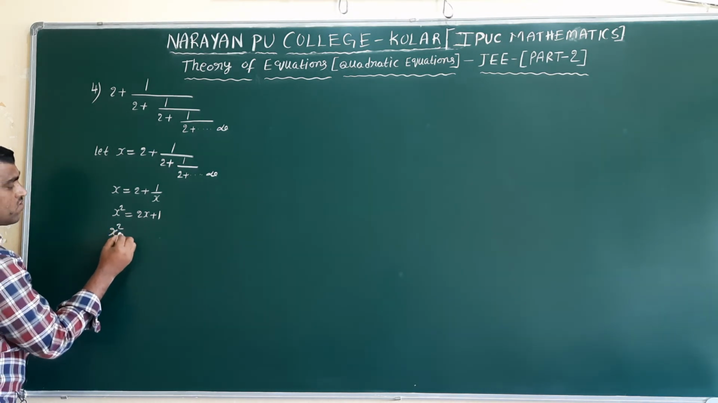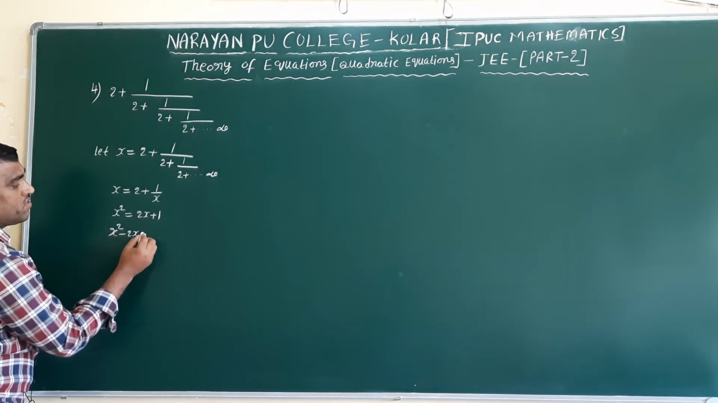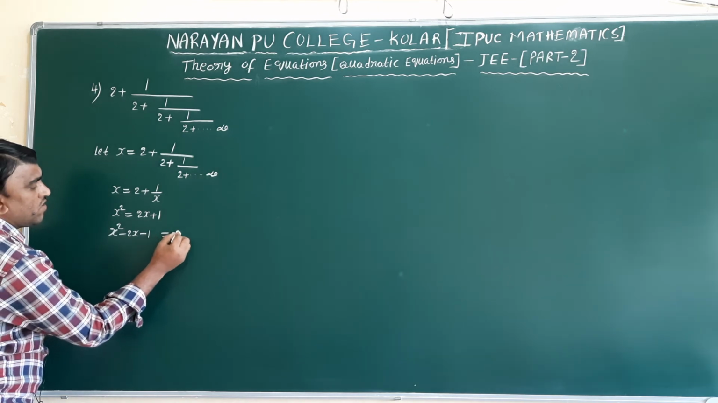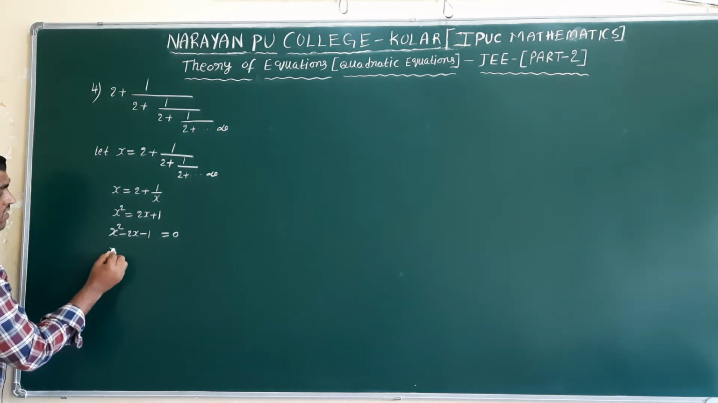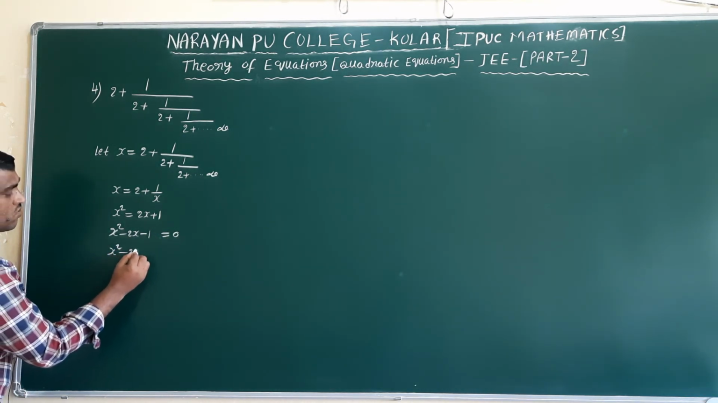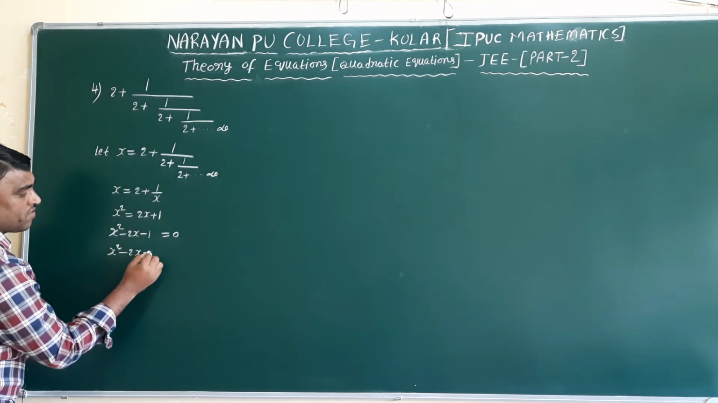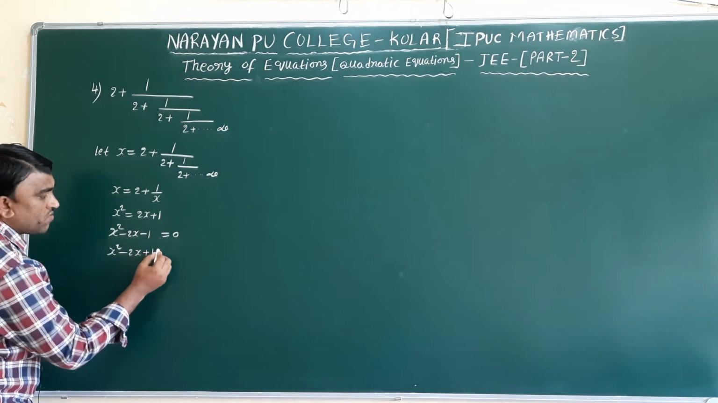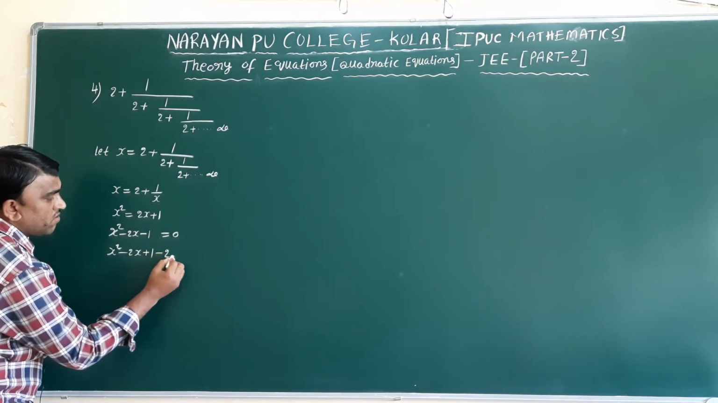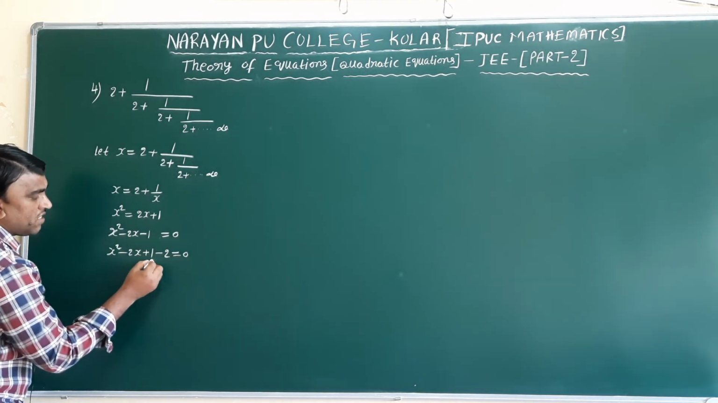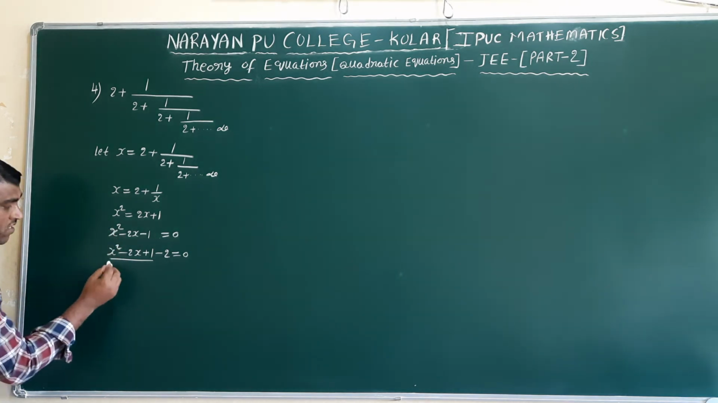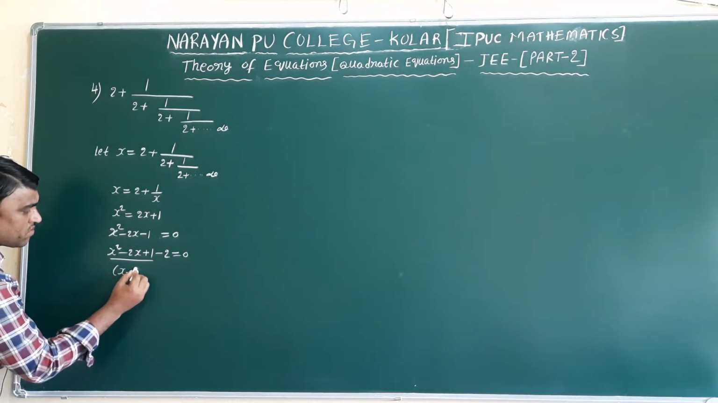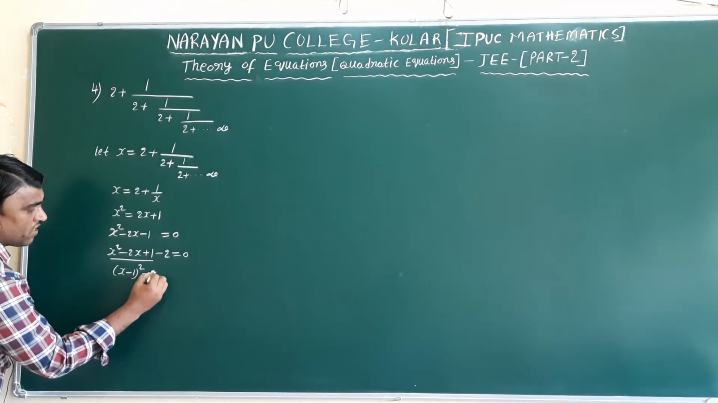On the left side, x square minus 2x minus 1 is equal to 0. x square minus 2x, add and subtract 1, so x square minus 2x plus 1 minus 1 minus 1 is equal to 0. Why? Because it is converted into a perfect square. So (x minus 1) whole square equals 2 we can write.